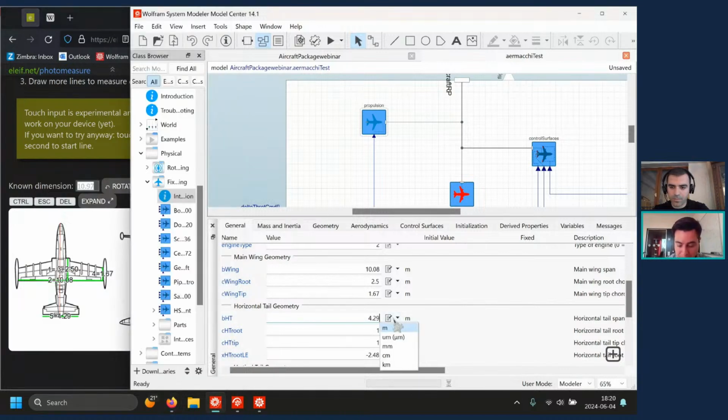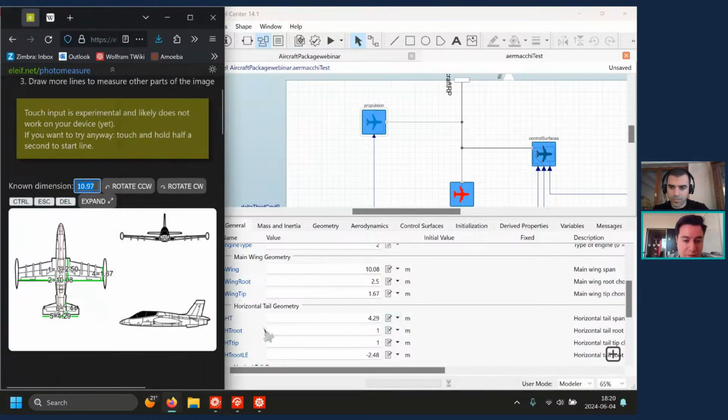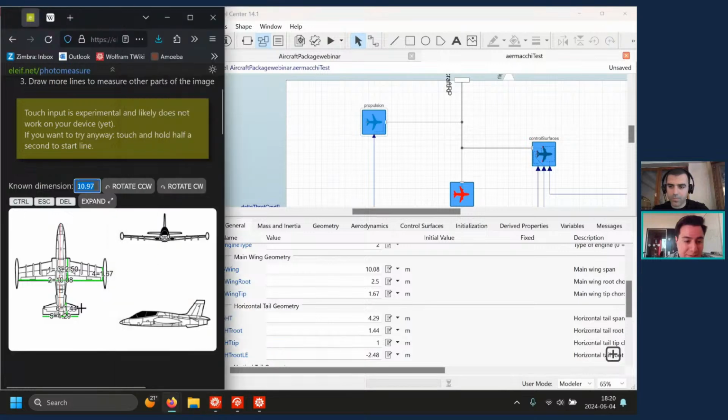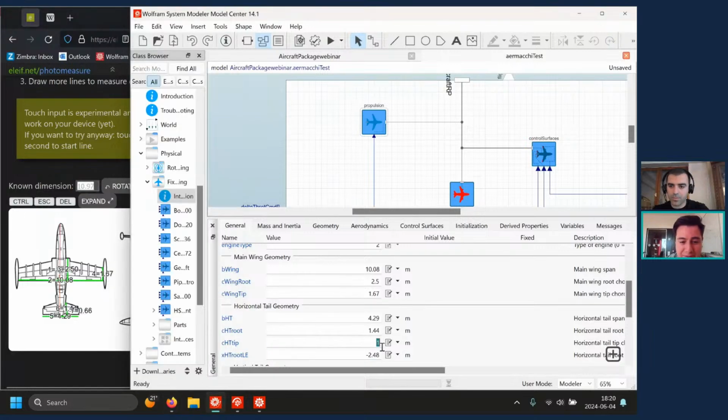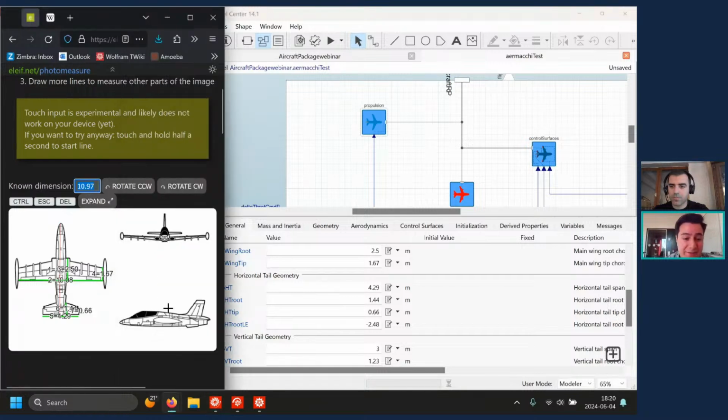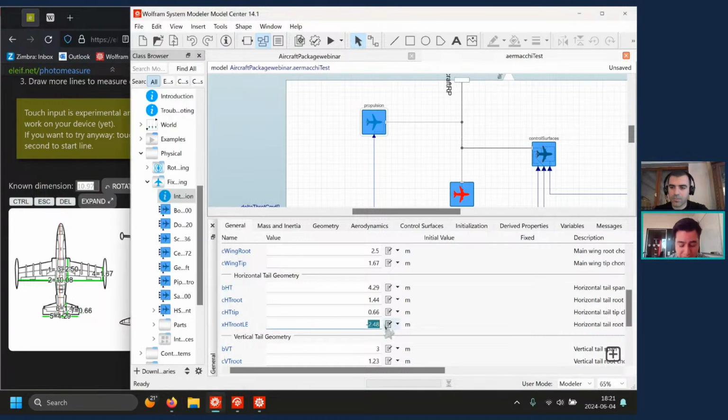For the horizontal tail, its span is going to be 4.29. Its root is going to be 1.44. And the tip is going to be somewhere around 0.66. This one is also quite important for the stability analysis. So this one is going to be the distance between the fuselage reference point, so really close to the center, all the way to the leading edge of the horizontal stabilizer, which is going to be something like 3.22. Negative because it's going towards the tail.